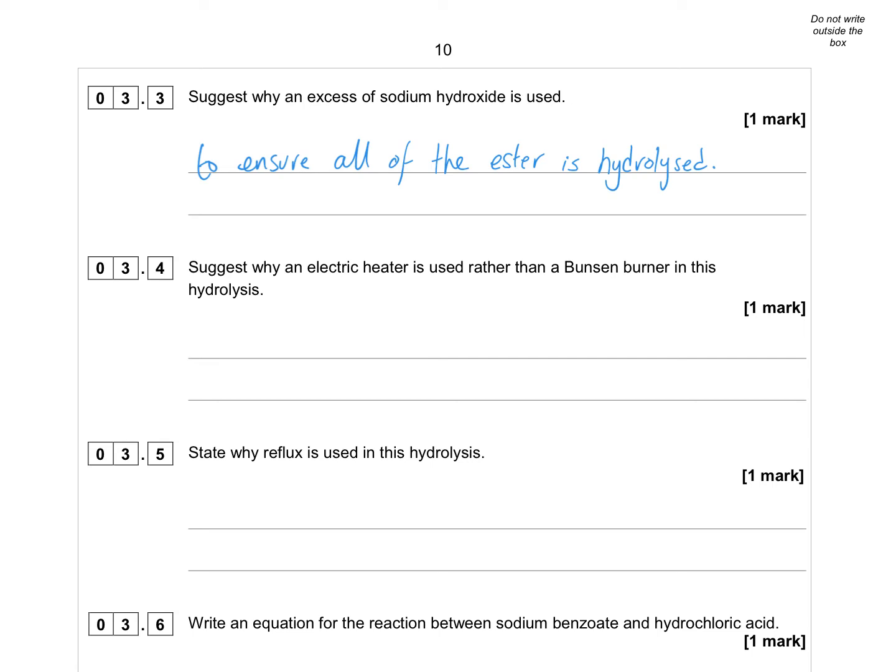Okay, they use an electric heater rather than a Bunsen burner, as we encourage you to when you've done these practicals for us in the lab. That's because the organic compounds that they are using tend to be quite flammable, so it's very much a safety precaution to use an electric heater rather than a Bunsen burner.